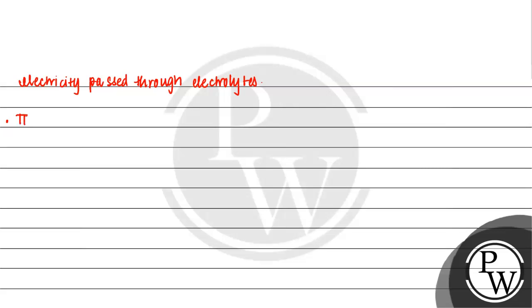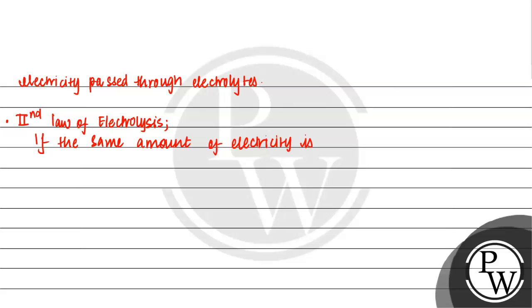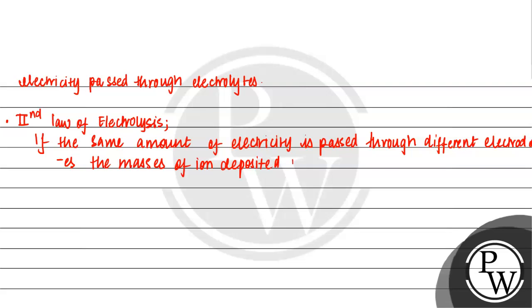Now, if we look at the second law of electrolysis given by Faraday, it states that if the same amount of electricity is passed through different electrodes, the masses of ions deposited at the electrodes are directly proportional to their chemical equivalents.